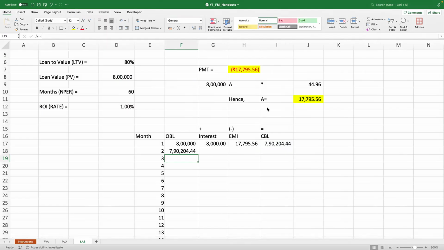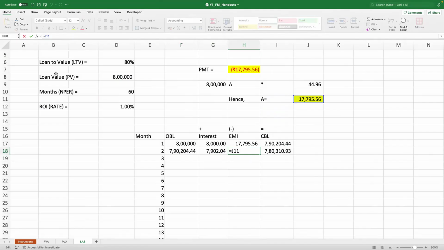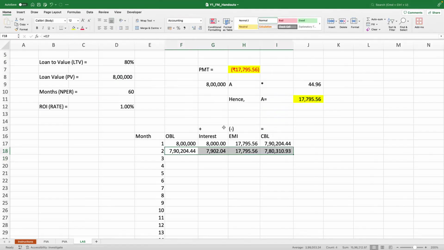Again, on this balance, now you have to pay only 7,90,204 to the bank. So the amount that will earn interest for the bank will be this value, the remaining value, right? So on this, the bank will again charge you interest at the rate of 1%. EMI remains same, and closing balance of the loan will be the same formula. Now, I don't need to repeat the steps. I just need to be doing something which is called as referencing, and I can just drag it to the bottom.